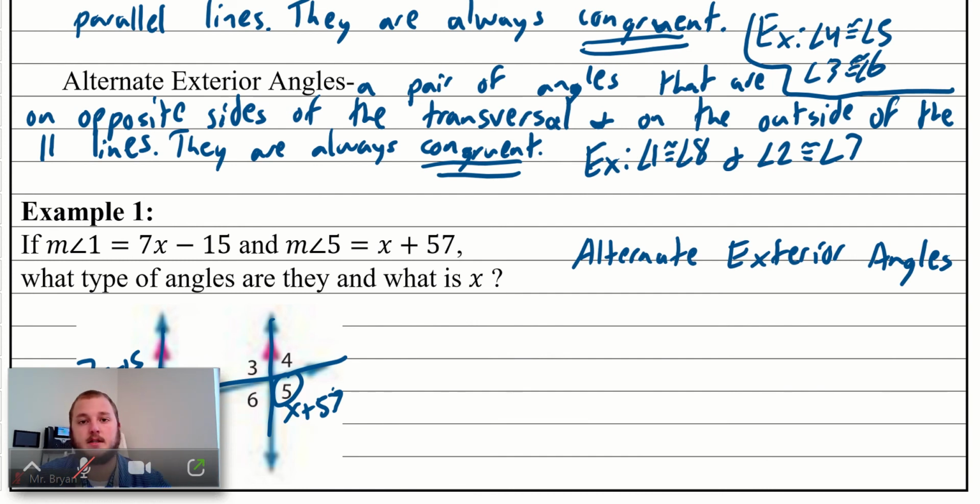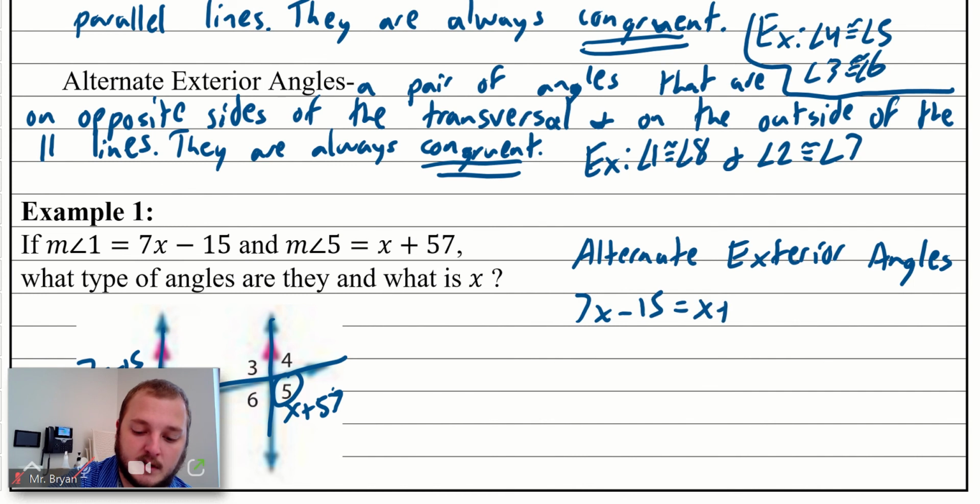And then second thing is, how do I solve for x? Good news is that we don't have to set up a proof. We just need to set up our equation and solve like we normally would at the beginning of the year. So we have these two angles here. We've said that they're congruent, which we know as geometry students means that they're equal. So I'm just going to set them equal to each other. 7x minus 15 equals x plus 57. Okay? And then we solve like normal.